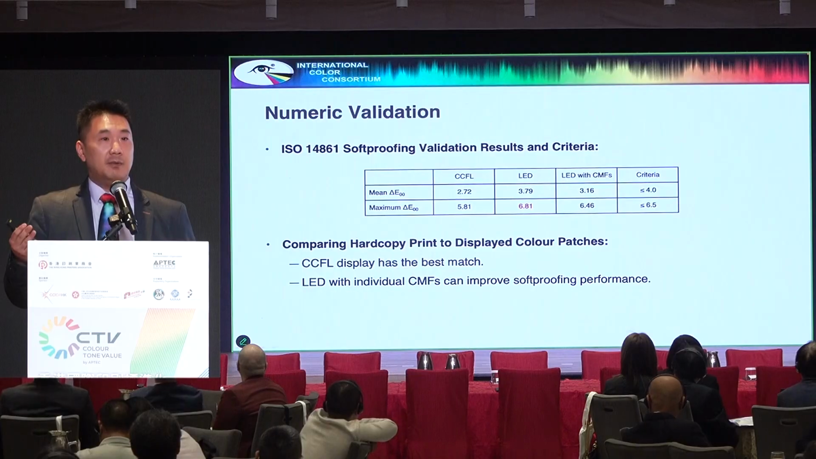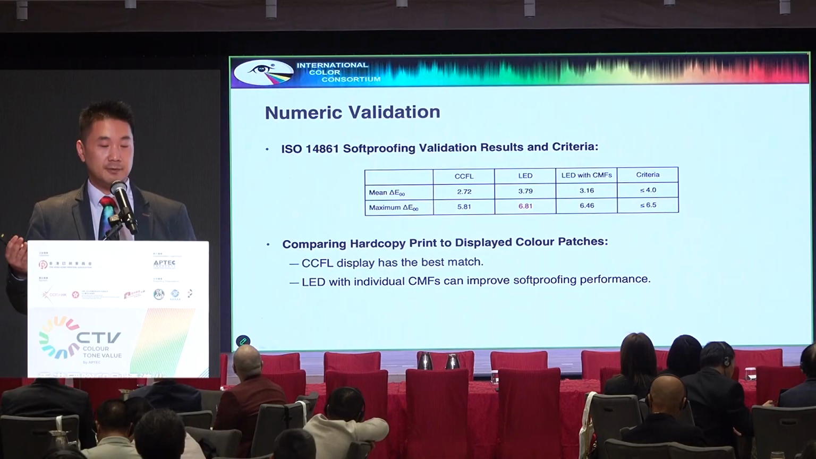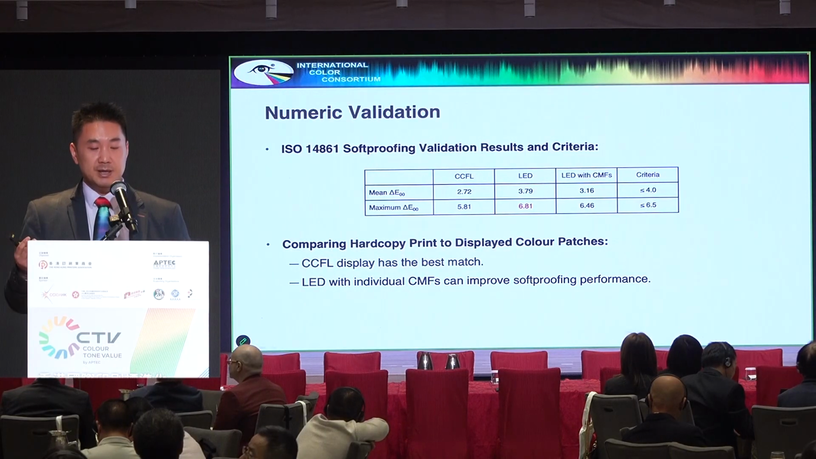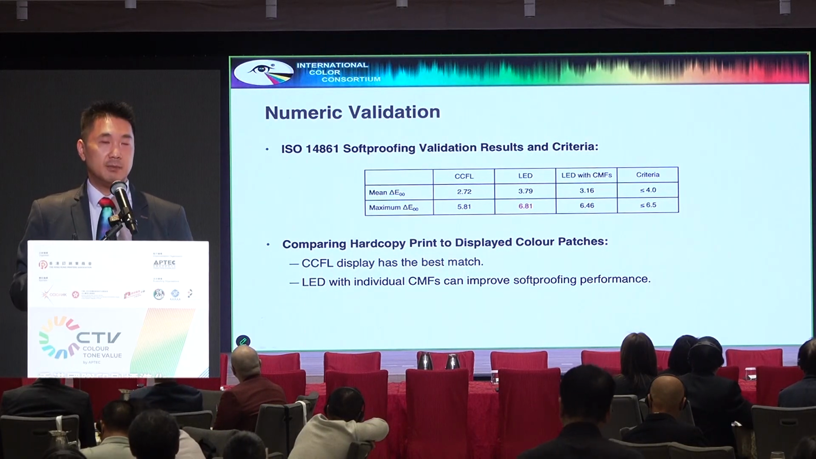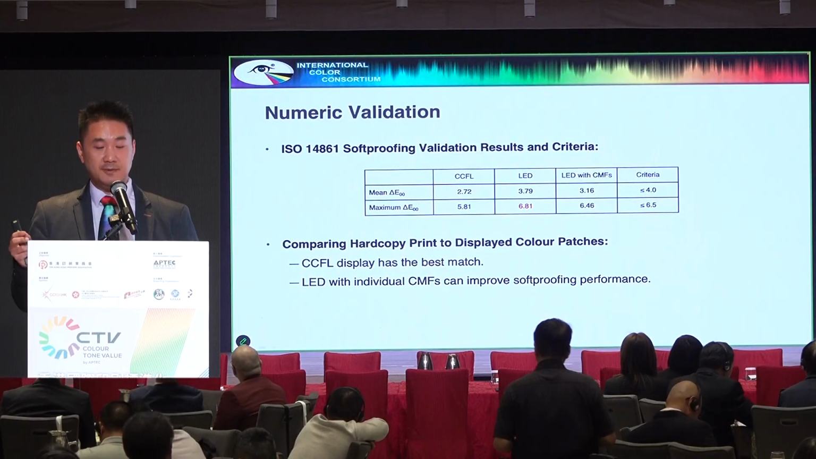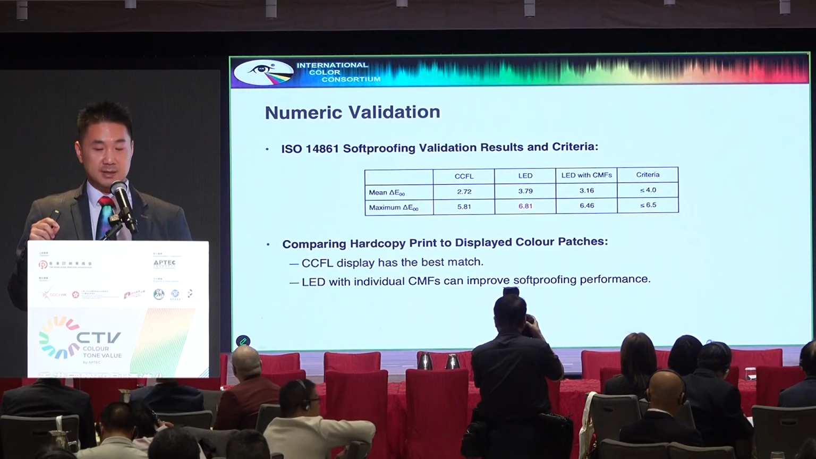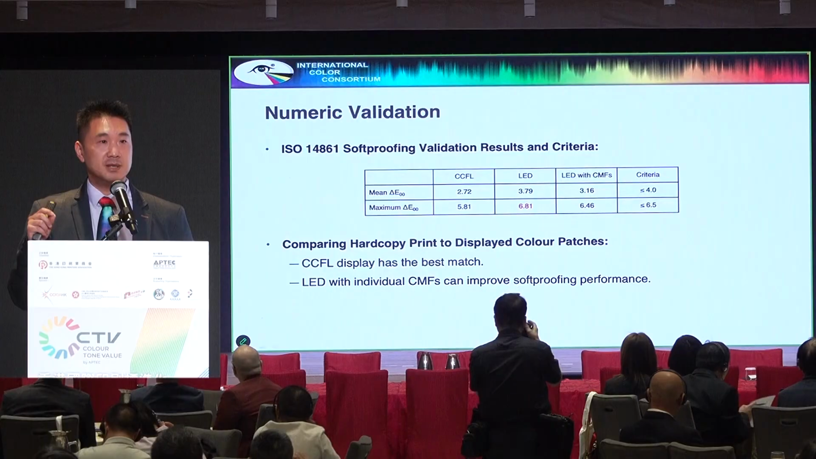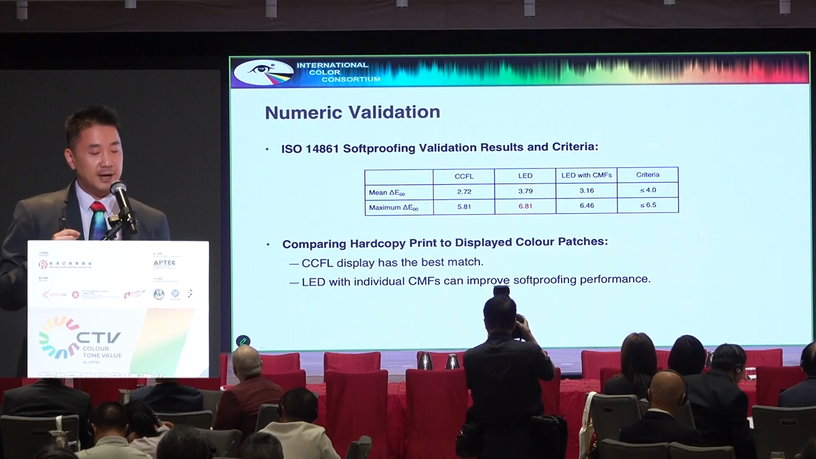And for the LED, without doing anything, we just calibrate it and the average delta E is 3.79, but the maximum delta E actually exceeded the criteria for 14861, exceeding 6.5. But if we apply the color matching function from observer A, using his individual color matching function, the average delta E goes down to 3.16, and the maximum delta E becomes 6.46. So it's less than the 6.5 criteria.